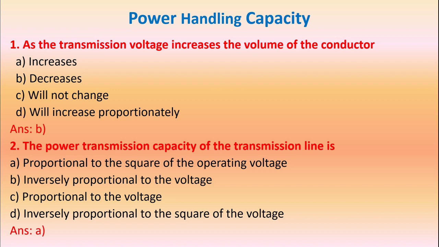by X into sine delta, where E is the voltage, X is the reactance of transmission line, and delta is the phase angle between sending end voltage and receiving end voltage. By keeping the sine delta and X constant, the power transmission is proportional to the square of the operating voltage.